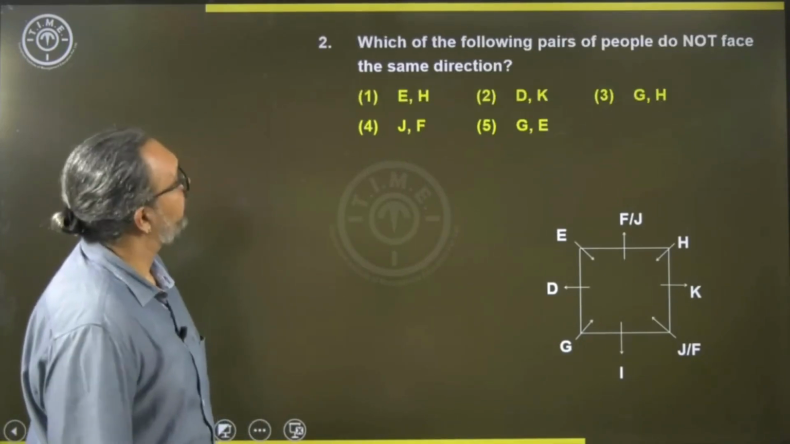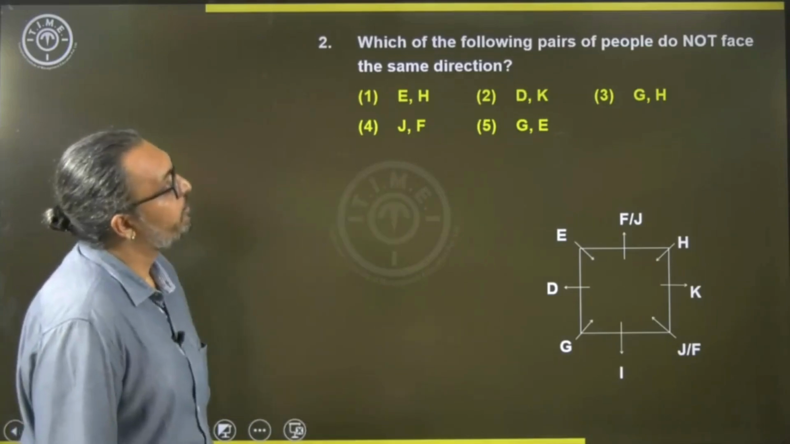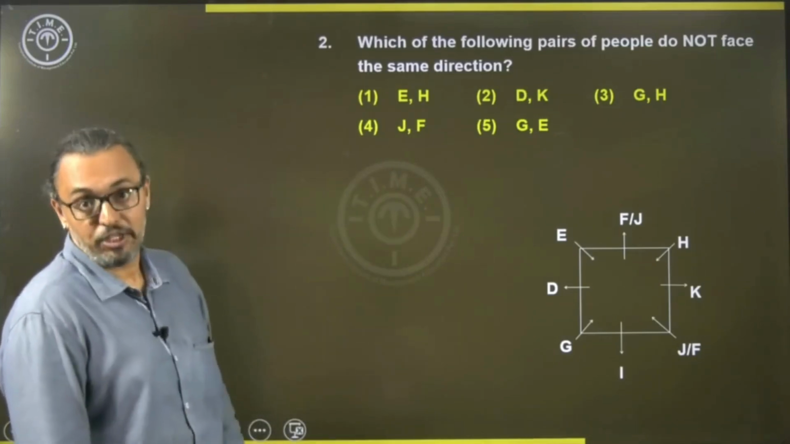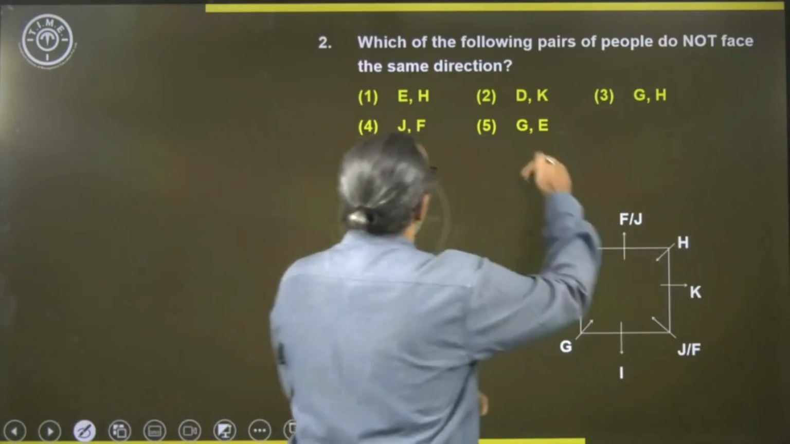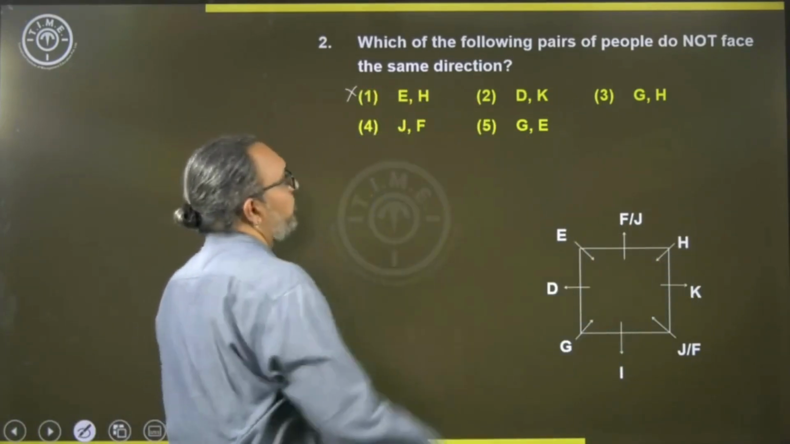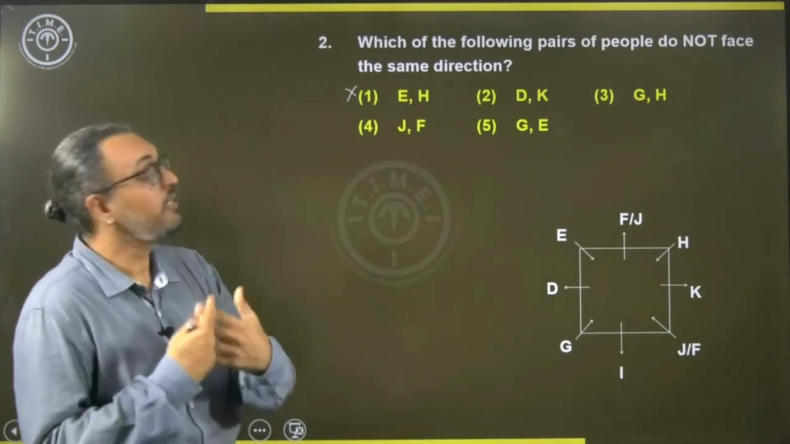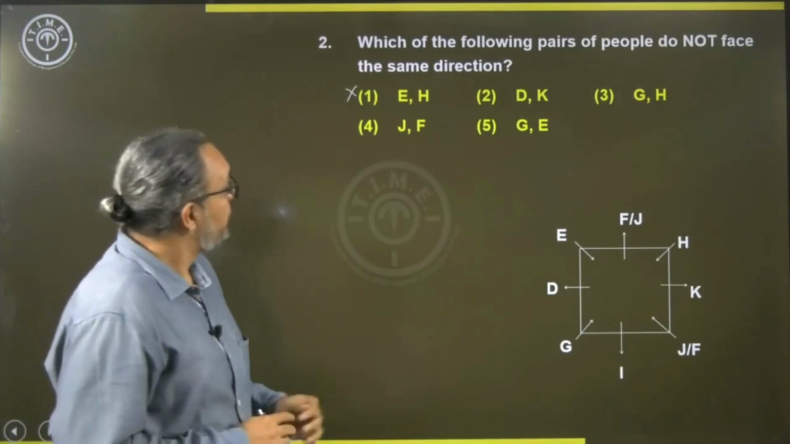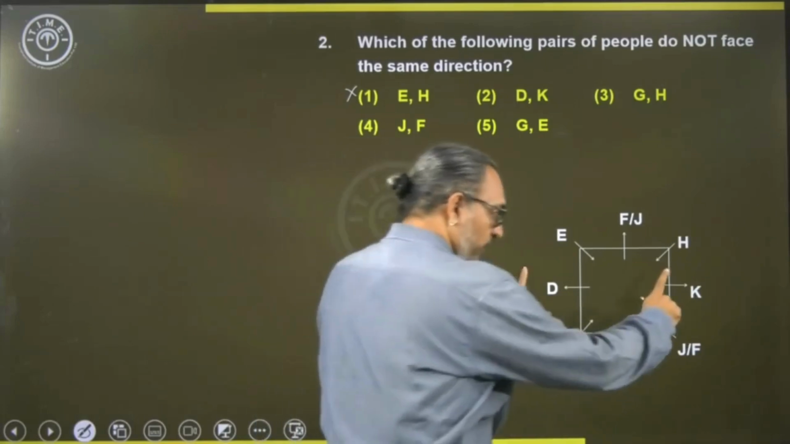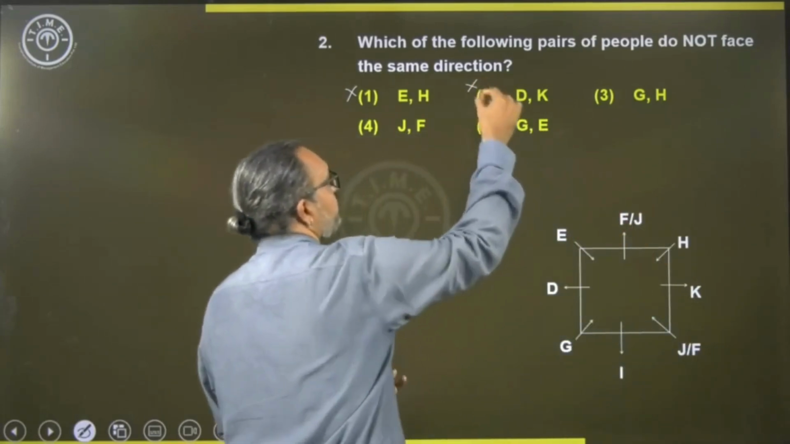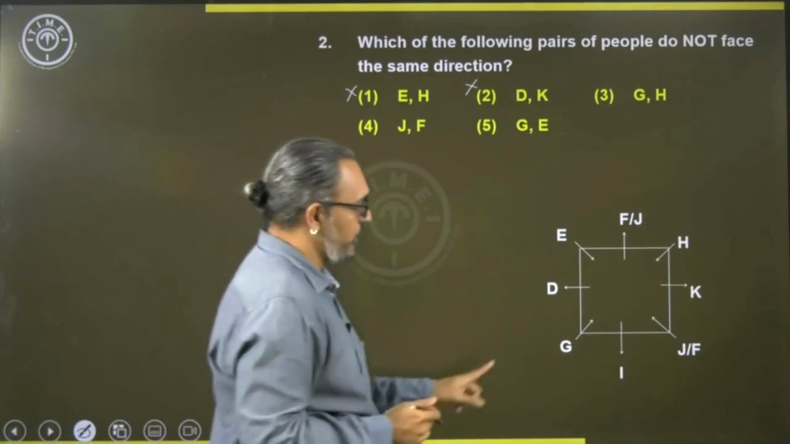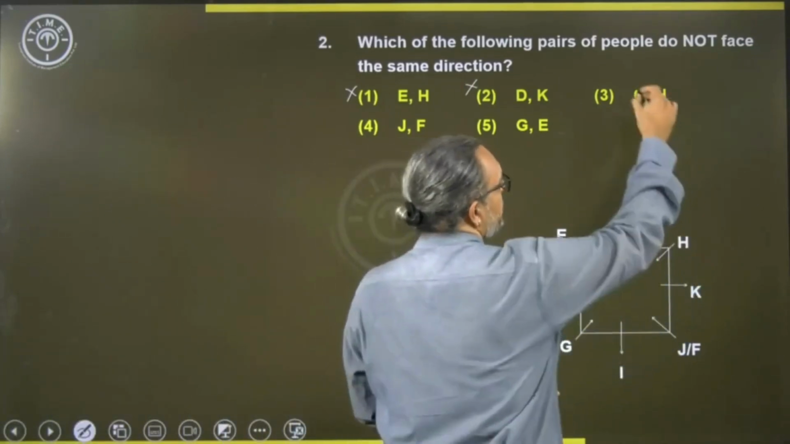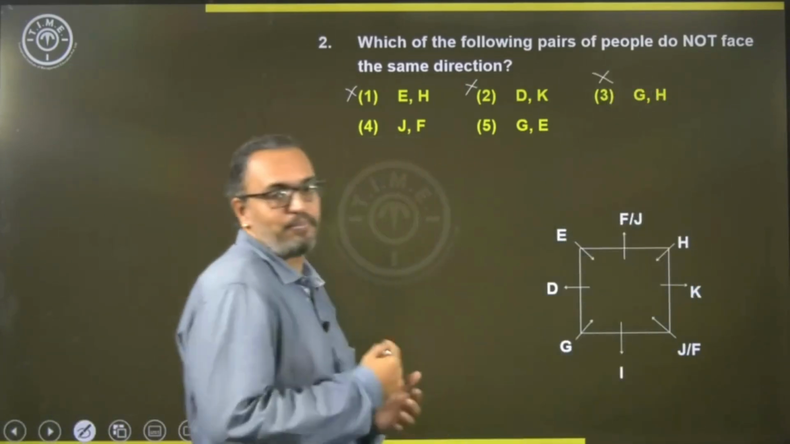Then, which of the following pairs of people do not face the same direction? Okay, E and H. E and H are facing the same direction. I cannot choose this option because I need not facing the same direction. Then second option, D and K. Now D and K are also facing the same direction. Both are away from the center. Then G and H. So G and H are also facing the same direction. Both are towards the center.